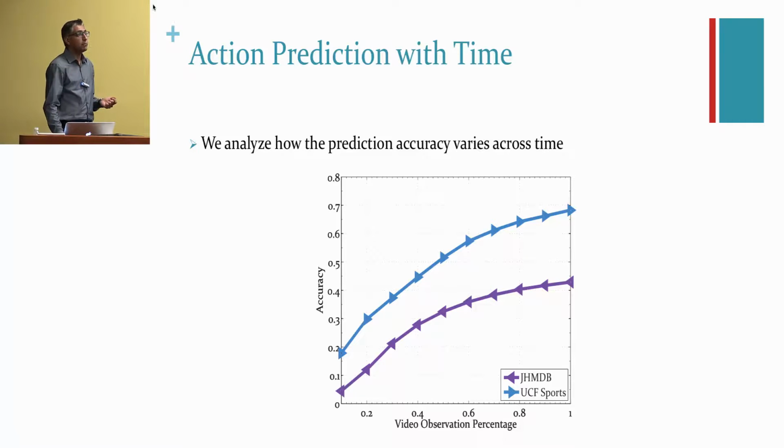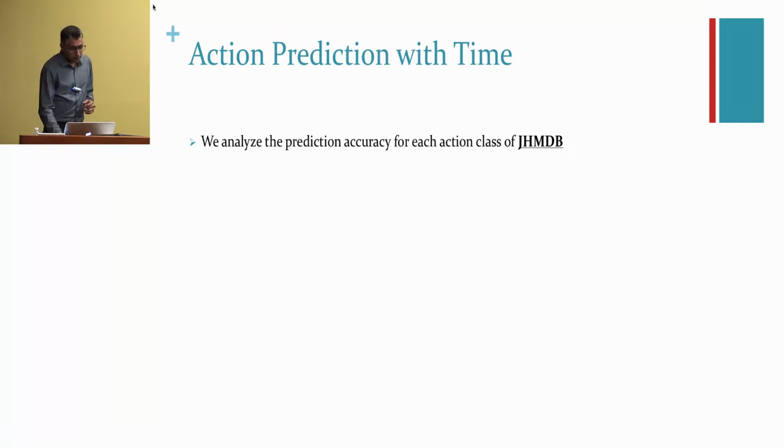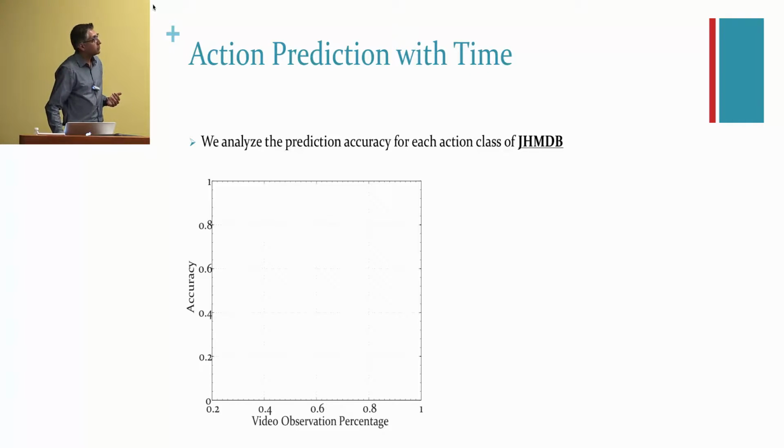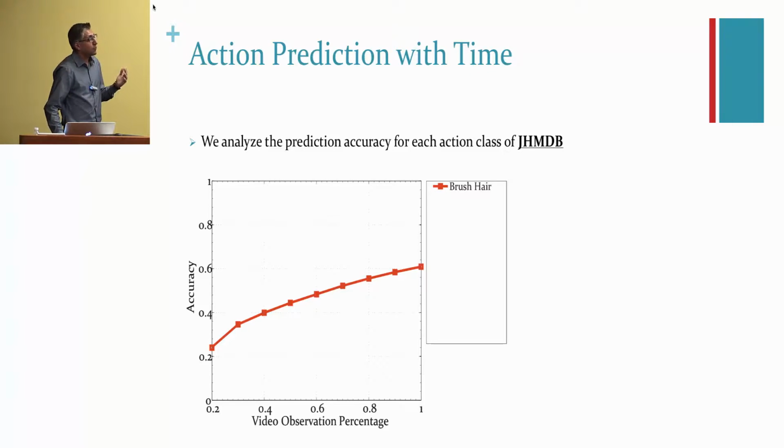Now, these were the prediction accuracy for the entire data set. However, we also want to analyze how each one of those actions varies with time. So here I'm showing the similar results for each action. These are from JHMDB. The action we're looking at here is brush hair.